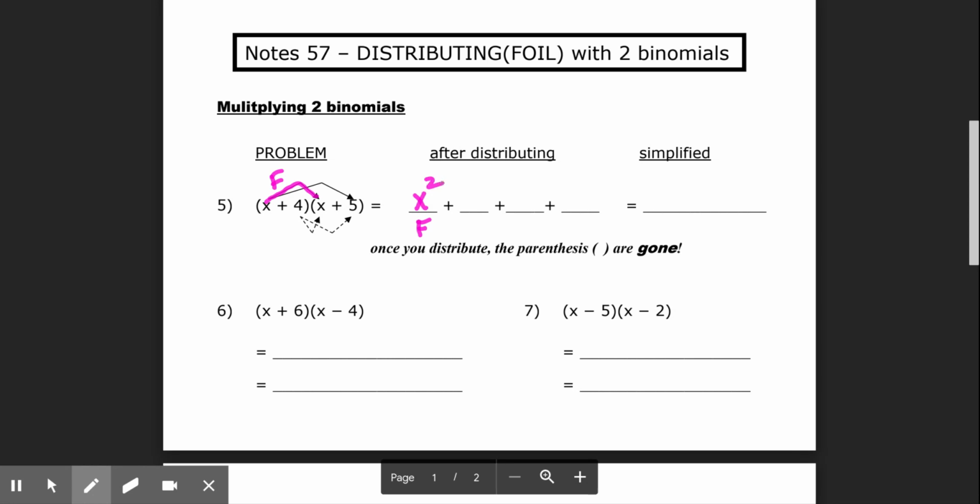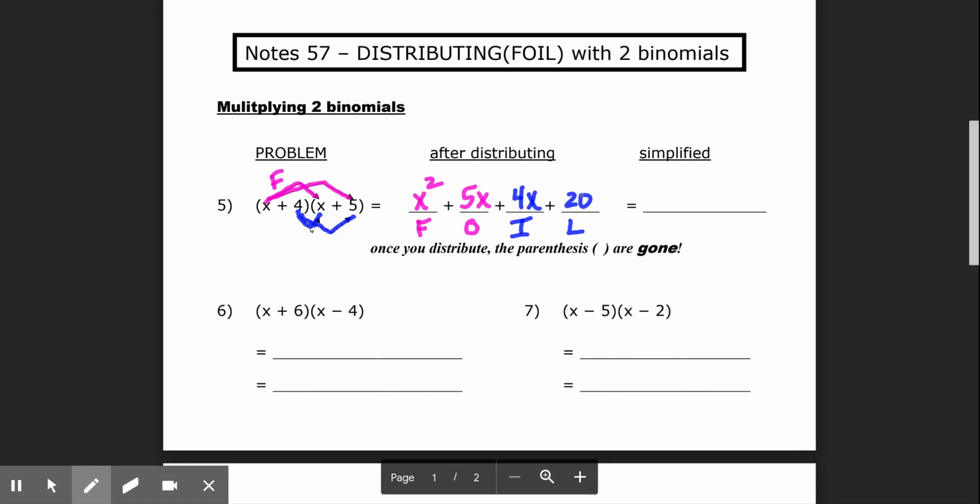Then you have the outside terms. So x times 5 would be 5x. So these are the outside terms. Then what you're going to do is take 4 right here and multiply it by the x. So 4 times x is 4x. And these are the inside terms. And then you're going to take 4 and multiply it by 5. And these are what we call the last terms. And that would give us 20.